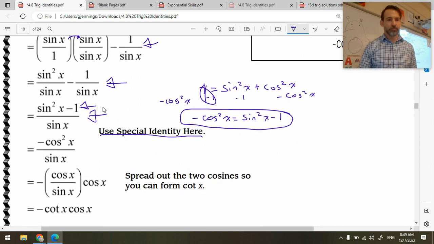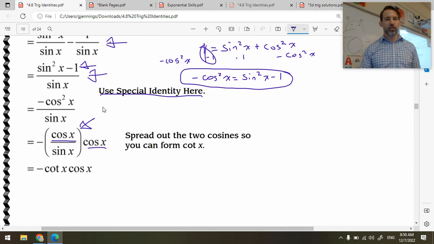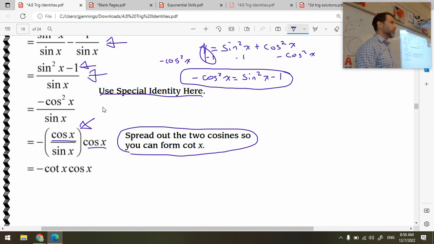And then write that out as 2 multiplications of cosine: cosine x times cosine x, and then they notice that cosine x divided by sine x is cotangent of x. So they've worked that out. They spread out the two cosine multiplications so that they can form cotangent of x. Okay, I wouldn't do it that way.